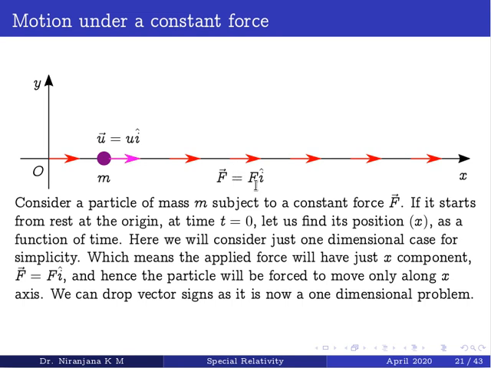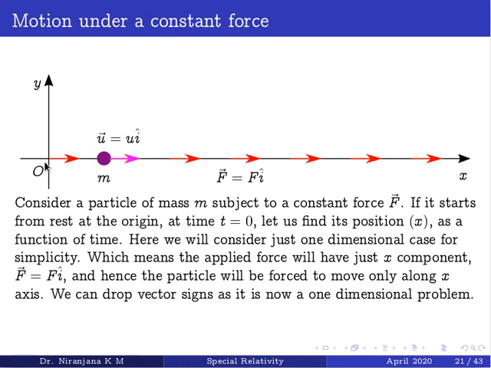The force which we are considering here is F into i cap, which means its magnitude is F and its direction is i cap, and it is subjected only along the x-axis. Wherever you go along the x-axis the force will be the same. It will be given by F into i cap. Now consider a particle of mass m which, say at time t equals 0, is at rest at the origin and is subjected to this constant force.